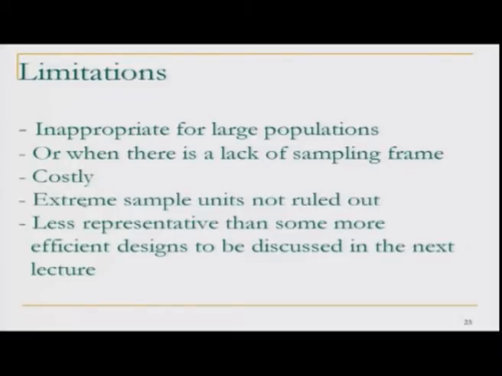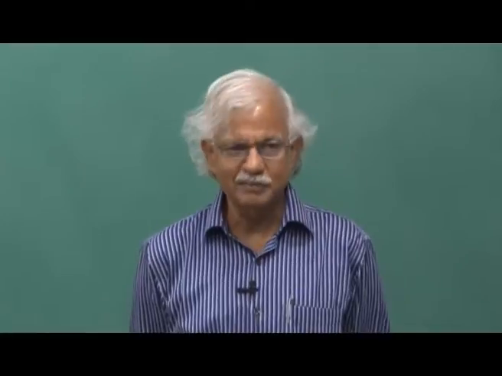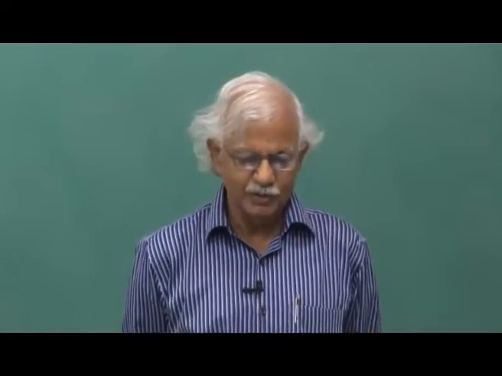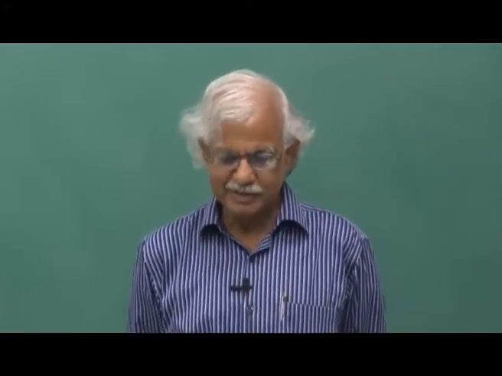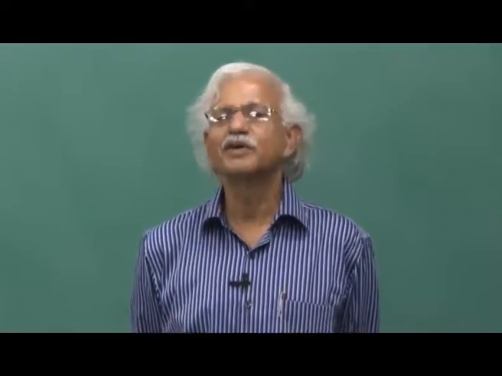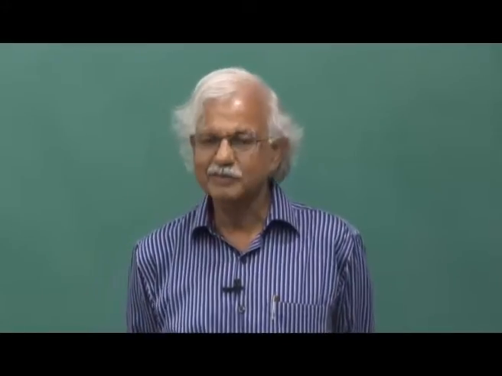Then despite the fact that the probability of selection of all the units is same, extreme sample is a possibility. Sample with extremely high values or sample with extremely low values is a possibility in simple random sampling, and it is less representative than some more efficient designs to be discussed in the next lecture. So, although simple random sample is simple, easy to understand, easy to follow, you can use random numbers or lottery method for small populations, but the biggest problem in simple random sample is the requirement of sampling frame.